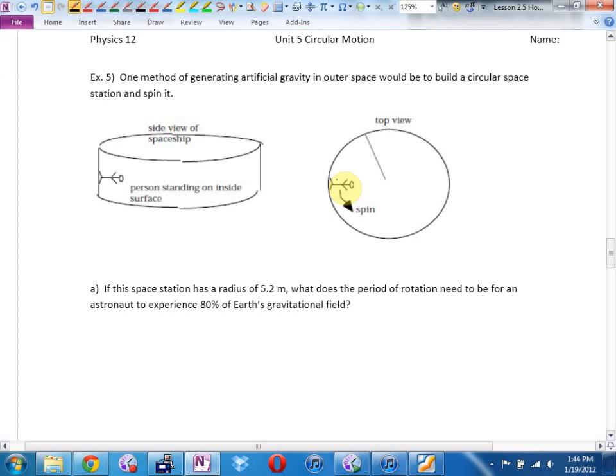Alex, is this person standing on a surface? Normal force. Okay. How big do we want this normal force to be? Well, normally, normal force is mg. But what does this question say? We don't want to quite get all of Earth's gravity. What percentage? So how about 0.8? 80% of mg.